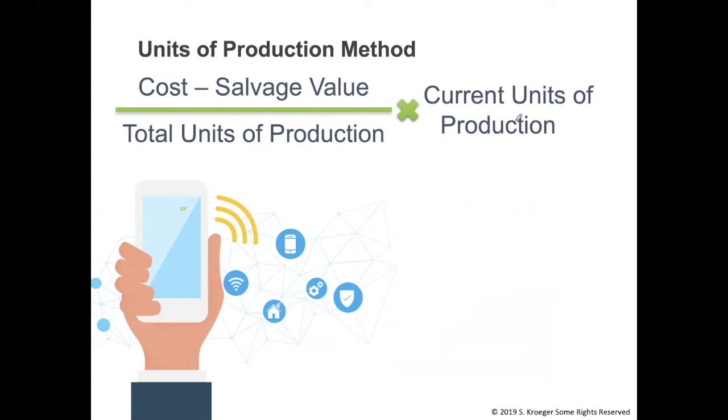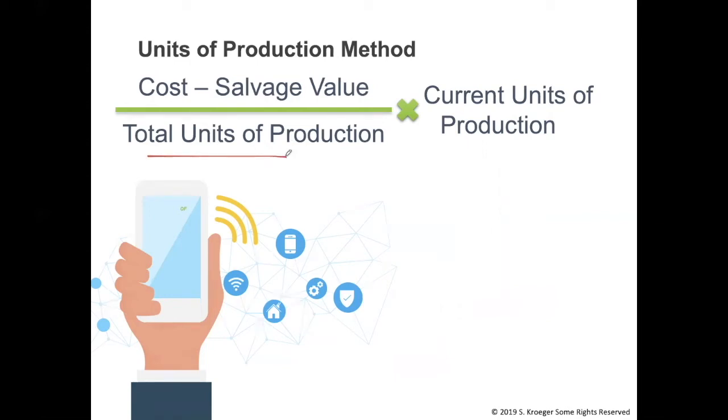The formula would be cost minus salvage value, which was the same as the straight line method, divided by total units of production, or total units of activity, which I like to use, times the current units of production. Total units of production would be the total over the whole life that you can get out of it, times the current. For example, if I get a car and I know at 100,000 miles, I'm going to get a new car, the total units would be the 100,000.